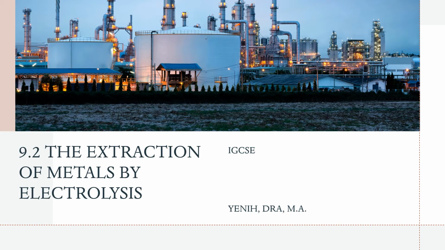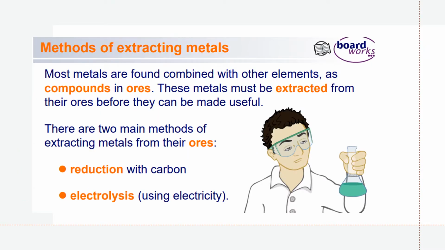The extraction of metals by electrolysis. Methods of extracting metals. Most metals are found combined with other elements as compounds in ores. These metals must be extracted from their ores before they can be made useful. There are two main methods of extracting metals from their ores. First is reduction with carbon, and the second is by electrolysis, or using electricity.